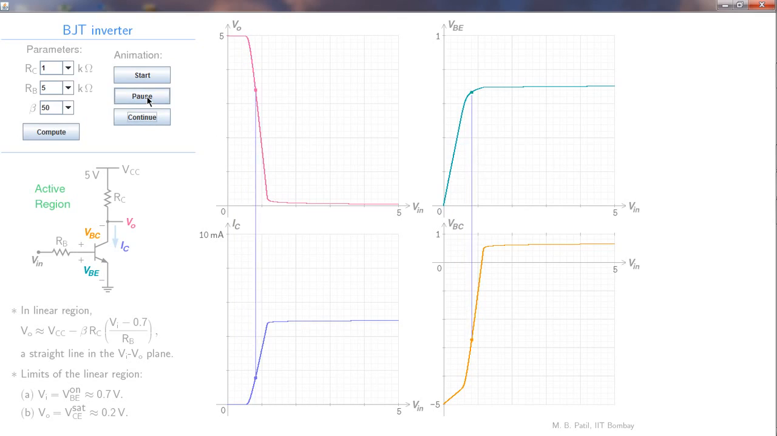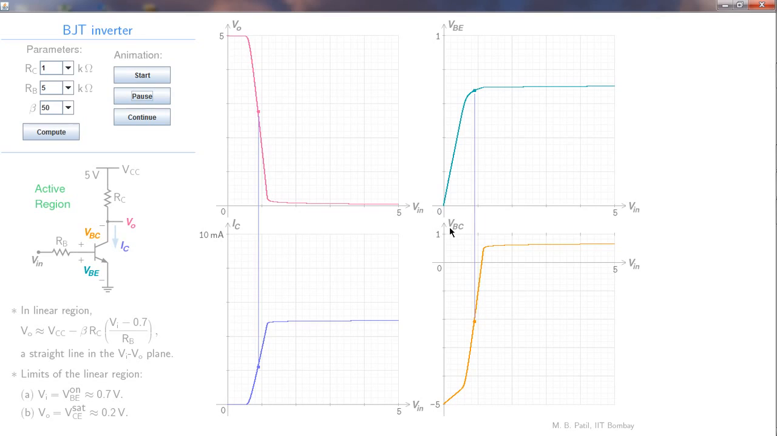And now we have entered the linear region. In the linear region, the collector current has started rising, and because of that this voltage drop has increased, and therefore VO has become smaller. VO, which is VCC minus ICRC, has become smaller, and that is what we see over here.